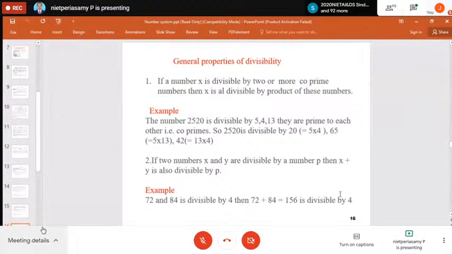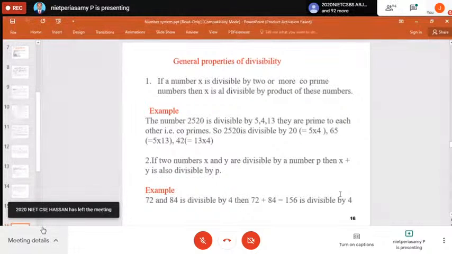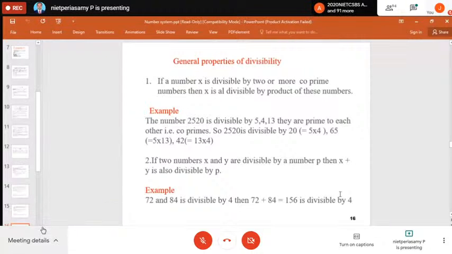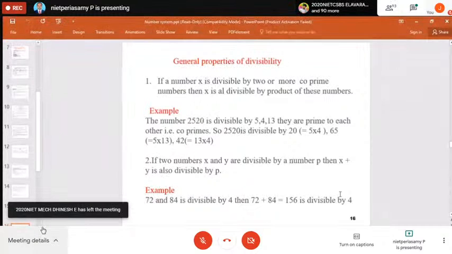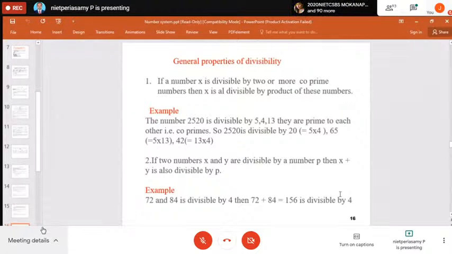Next one is general properties of divisibility. Totally there are 4 properties of divisibility. The first one is: if a number x is divisible by 2 or more numbers and also these numbers are co-primes, then the whole number is divisible by the product of these numbers. That one is property 1.